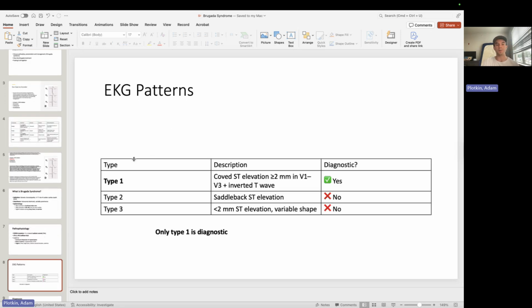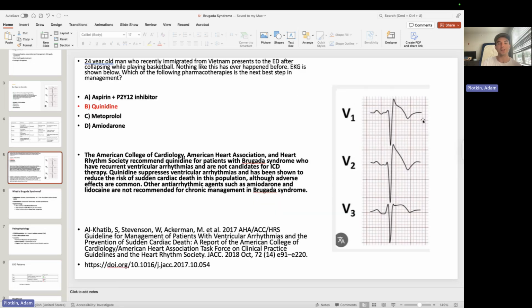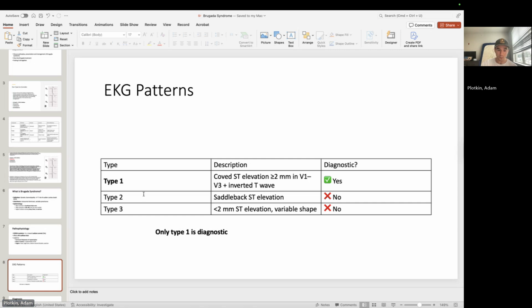So what are the EKG patterns? Again, I told you type 1 is really the only one we're going to talk about, but we see those coved ST segment elevations greater than 2 millimeters in V1 through V3, plus the inverted T wave. Inverted T waves can be non-specific. They can also tell me there's strain going on or some sort of ischemia, but to classically diagnose type 1 Brugada, we see in V1 through V3, especially V1 and V2, these nice coved ST segment elevations followed immediately by an inverted T wave, okay? Classic. Type 2 and type 3, again, are not going to be diagnostic.